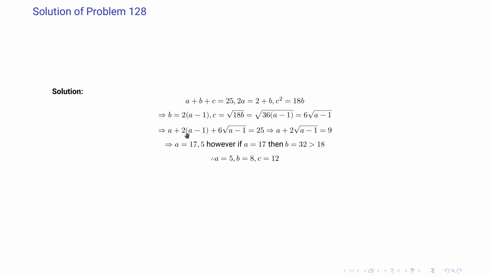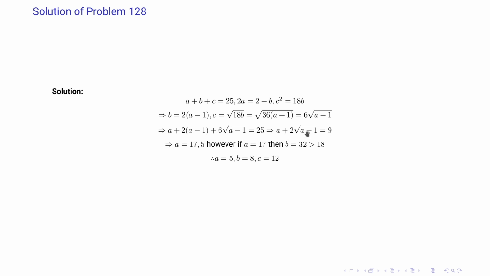We get a plus 2 into a minus 1 plus 6 square root of a minus 1 is equal to 25. This 2a plus a will be 3a, and this will be minus 2. So now we have 3a minus 2 plus 6 square root of a minus 1. We take 2 this side, it becomes 27. And now on left hand side we will be left with 3a plus 6 square root of a minus 1. So we divide by 3, we get a plus 2 square root of a minus 1 is equal to 9.